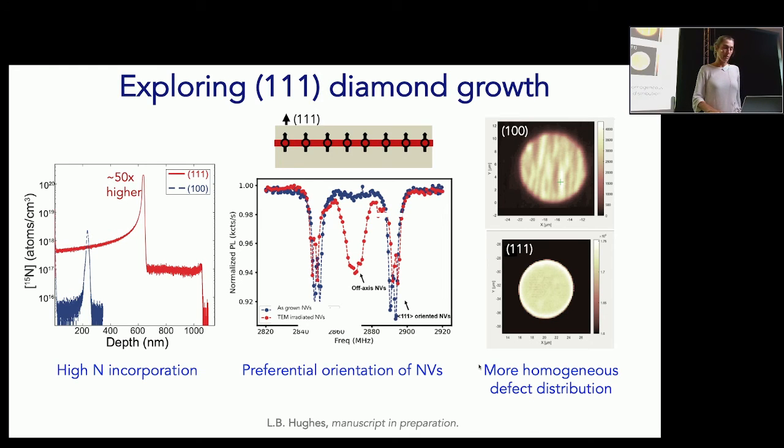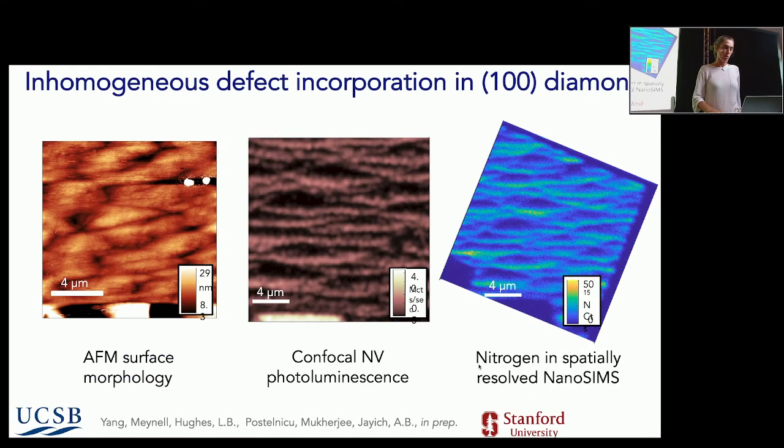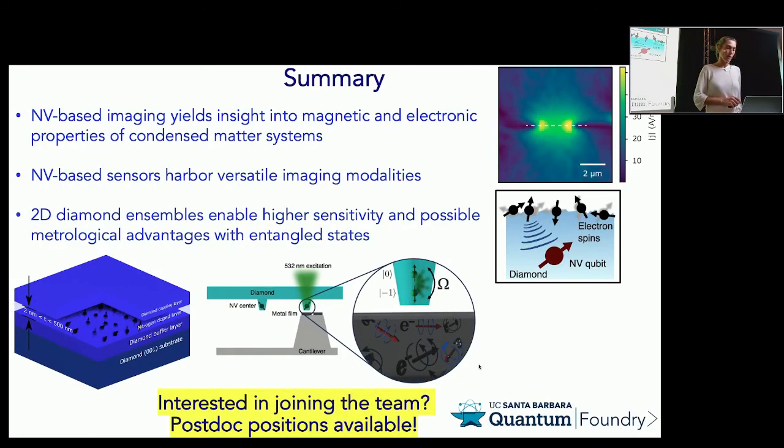And I'll just skip that slide and summarize and say, I hope that I've convinced you that NV-based imaging yields insight into, I think, already magnetic and electronic properties of condensed matter systems. There are many versatile imaging modalities that we're exploring, and 2D diamond ensembles, NV ensembles, I think will enable higher sensitivity and possible metrological advantages with entangled states.